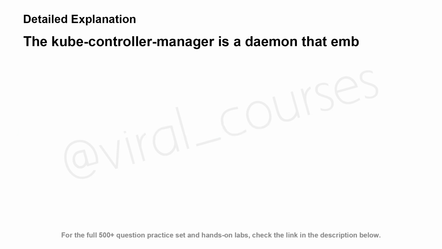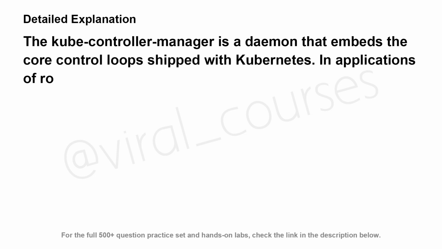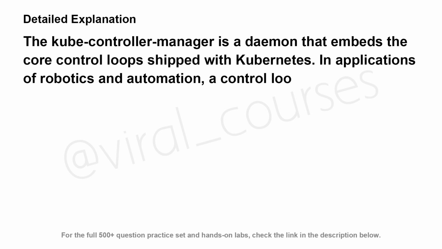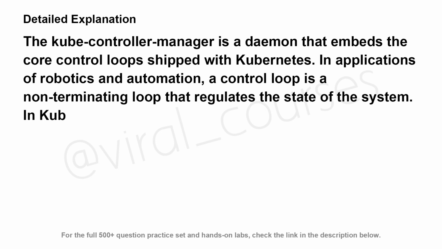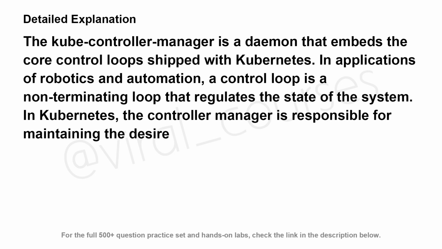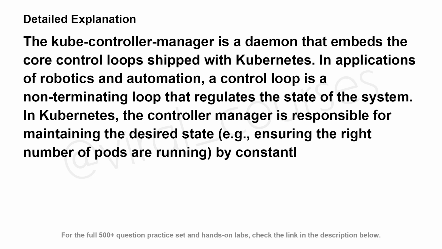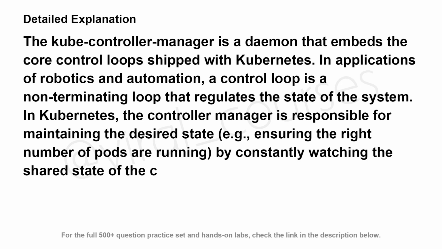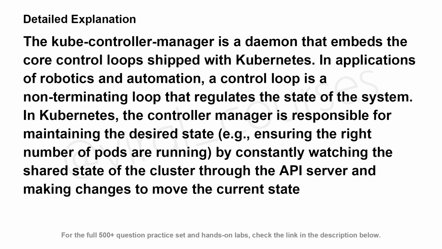The kube-controller-manager is a daemon that embeds the core control loops shipped with Kubernetes. In applications of robotics and automation, a control loop is a non-terminating loop that regulates the state of the system. In Kubernetes, the controller manager is responsible for maintaining the desired state, e.g., ensuring the right number of pods are running, by constantly watching the shared state of the cluster through the API server and making changes to move the current state toward the desired state.